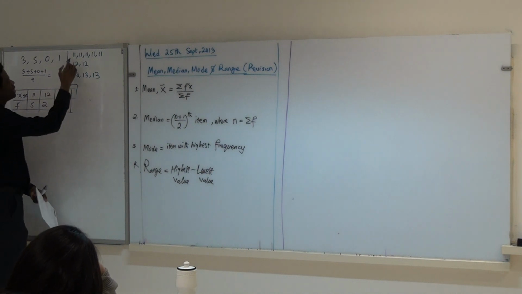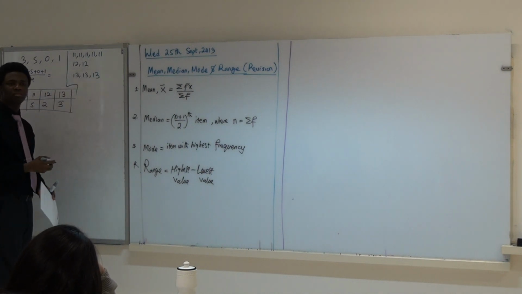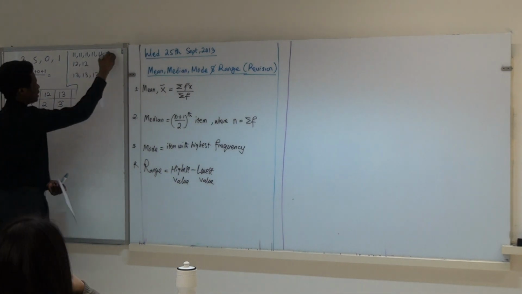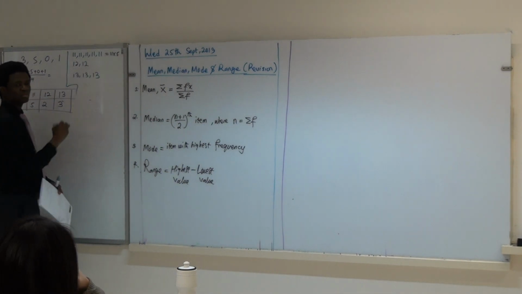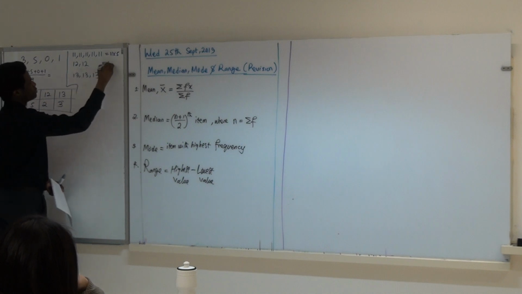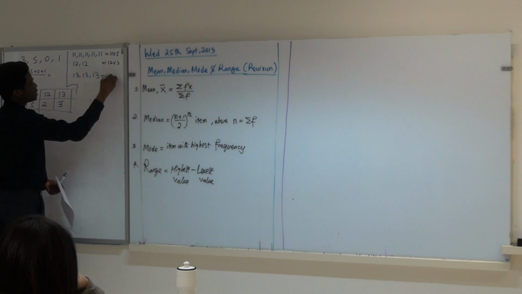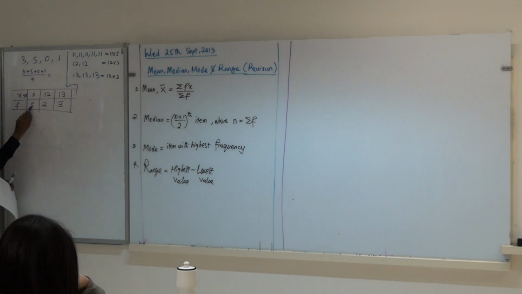Rather than adding 11 plus 11 plus 11, how can I write this in the short form? 11 times 5. Similarly, 12 times 2, or 2 times 12. And similarly, 13 times 3. Now, what do we call this number of appearance? The frequency. That's the number of times they occur.